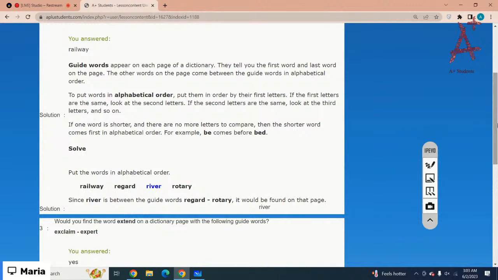Got it? To put words in alphabetical order, put them in order by their first letter. So they are arranged by the first letter. If the first letters are the same, look at the second letters. If the second letters are the same, look at the third letters, and so on. If one word is shorter and there are no more letters to compare, then the shorter word comes first in alphabetical order. Like if you have to look at the word BE, it would be before BED. Got it? BE and then BED. So BE is before BED. Got it?